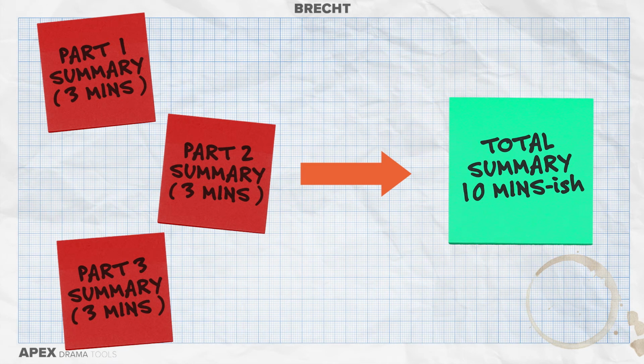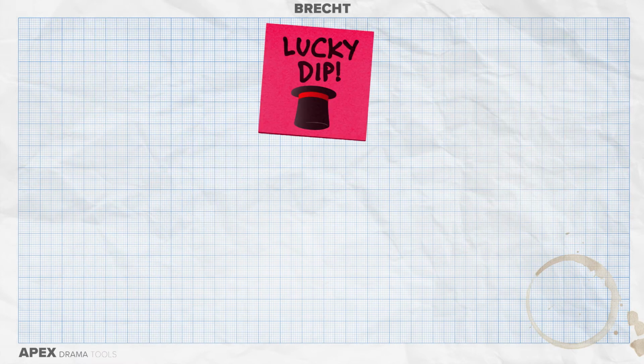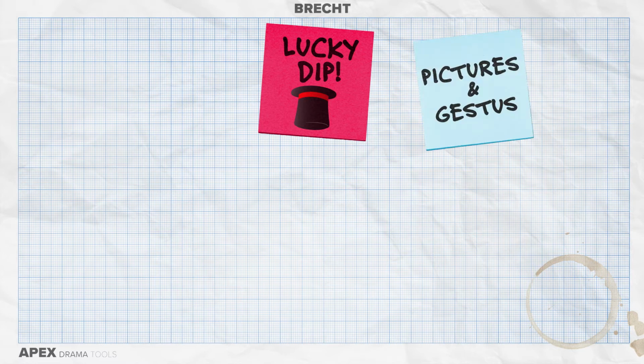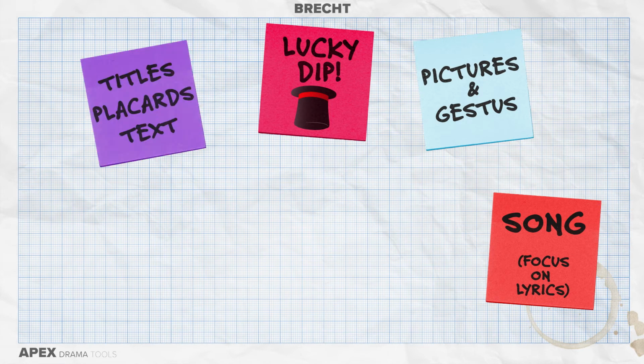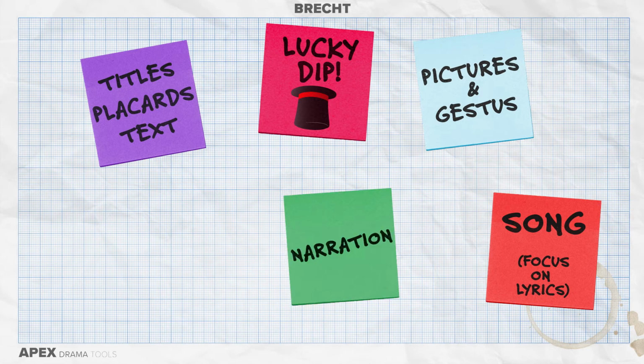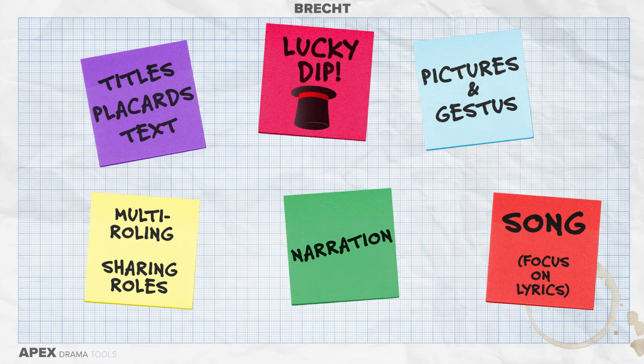The end result will be a compilation of all the separate section summaries that have the whole story summarised in around 10 minutes. You could do a lucky dip with the different devices, or just randomly allocate them to the group. You could have one section summarised using only pictures, focusing on gestus. You could have one section summarised in song, remembering that beautiful singing isn't as important as the lyrics. One section summarised using only titles, placards, or text. One using only narration. One summarised using multi-rolling or sharing of roles.